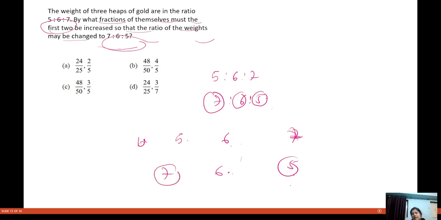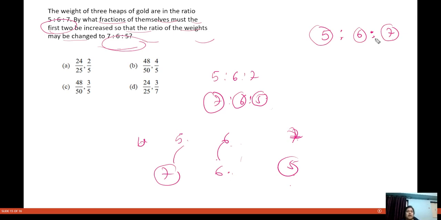Okay, so let us do something so that we make it. So we have to increase 5 and 6, so that this becomes this. Now see, you are having the ratio 5 is to 6 is to 7. All right, we are having this.